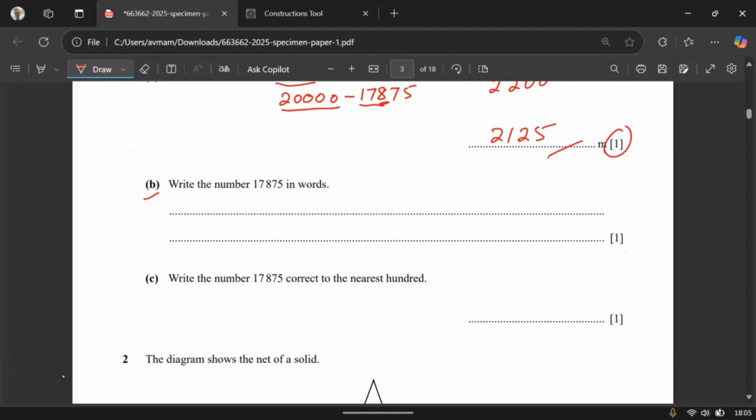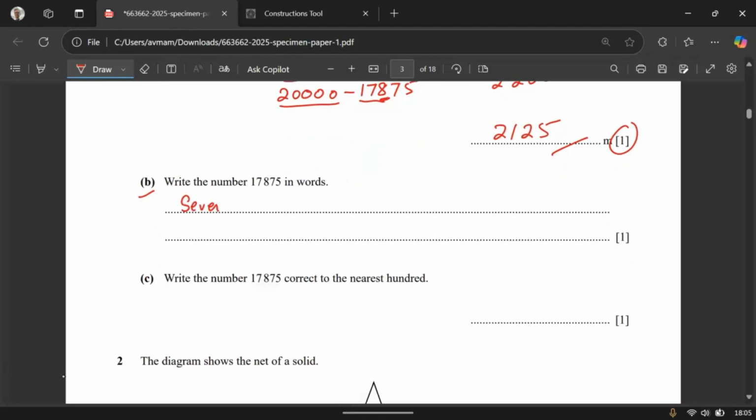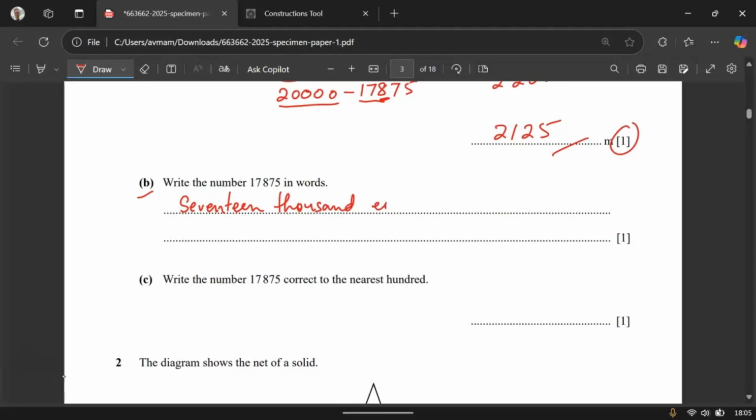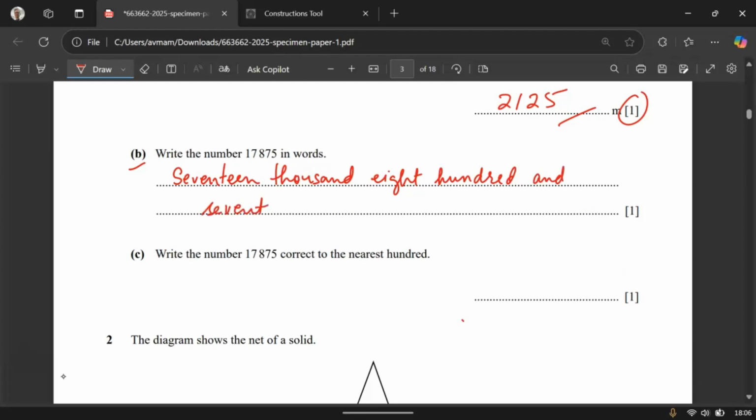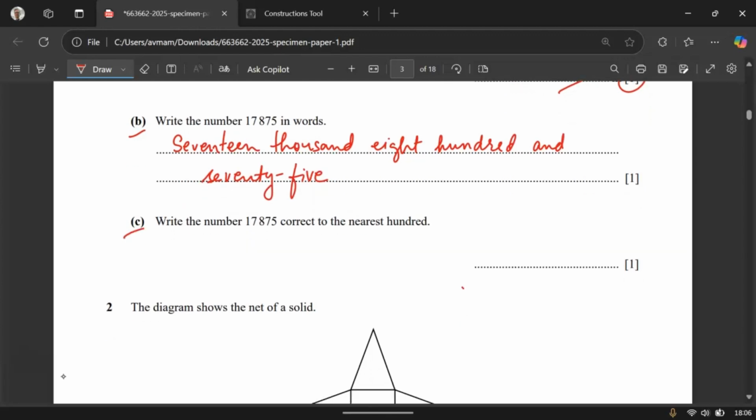Part B says, write the number 17,875 in words. 17,875. All right. Part C, write the number 17,875 correct to the nearest hundred. This digit 8 is the hundreds value. We look at the following digit, that is 7, so you need to add 1 over here, and that will give you 17,900.